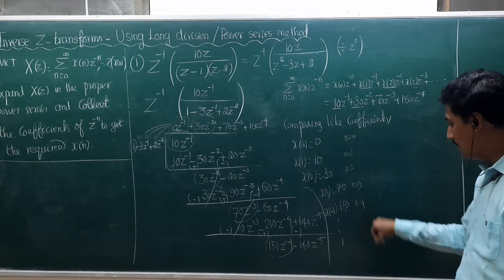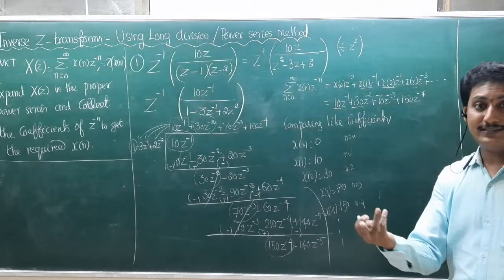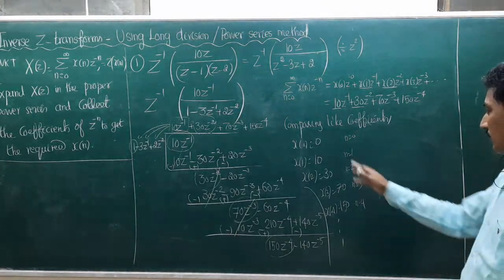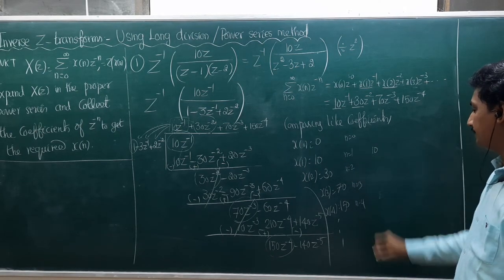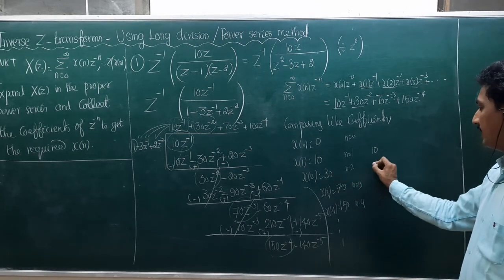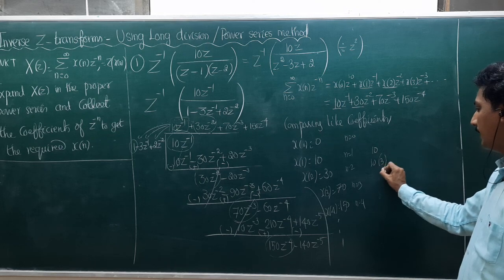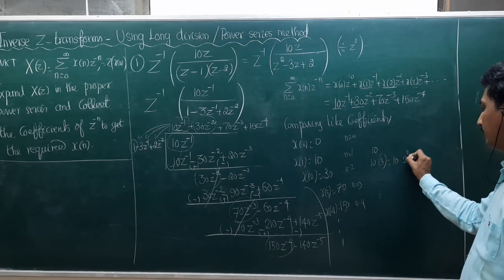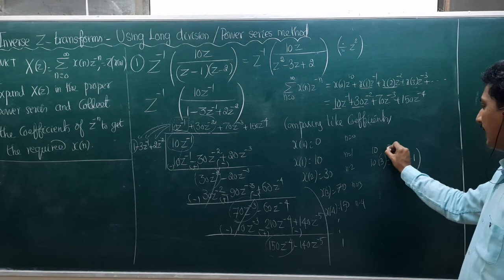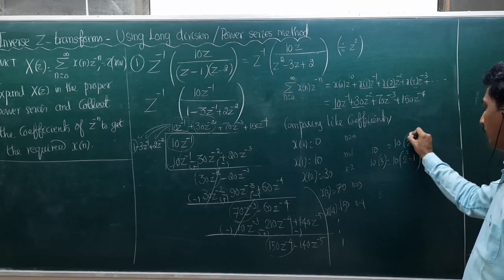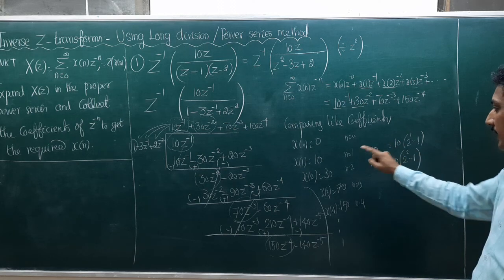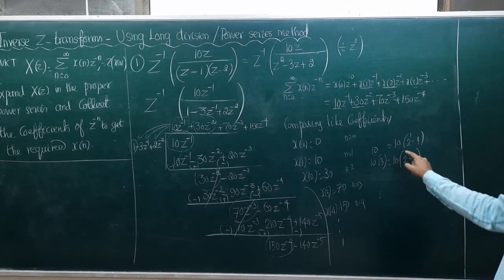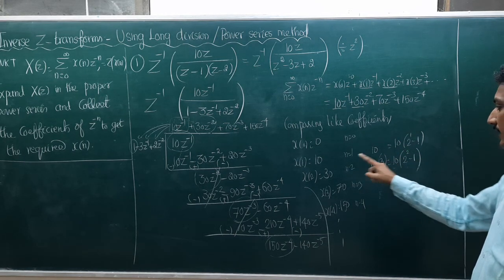I want to generalize this to get x of n. That's a very simple concept. For n equal to 0, no need to bother. When n is equal to 1, it is 10. For n equal to 2, it is 30, which is 10 into 3, otherwise 10 into 2 squared minus 1. Likewise 10 is 10 into 2 to the power 1 minus 1. What is 2 power 1? 2. 2 minus 1 is 1, 1 into 10 is 10. And 2 squared is 4, 4 minus 1 is 3, 3 into 10 is 30.